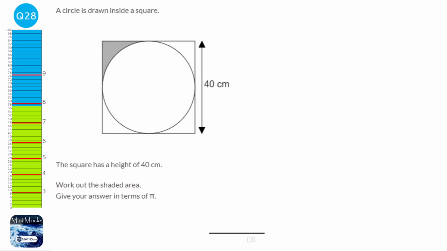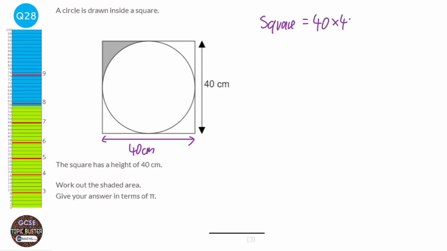First thing we notice is that there is a square here, so we can work out what this length is going to be. It's also going to be 40 centimeters. And whenever we're working out the area of a shaded area, we're normally working out the area of two shapes and subtracting one from the other. And this question's really no different. So we're going to start off working out the area of the square. And all we need to do now for that is 40 times 40, which will be 1,600 centimeters squared.